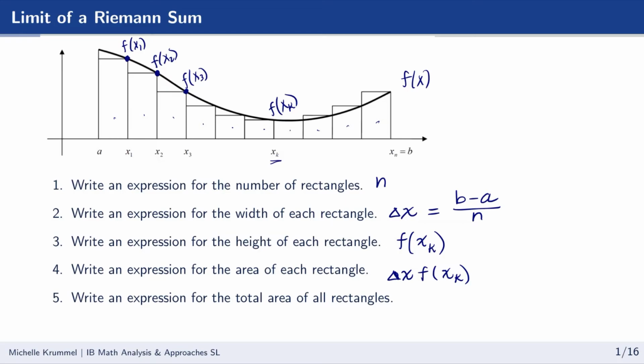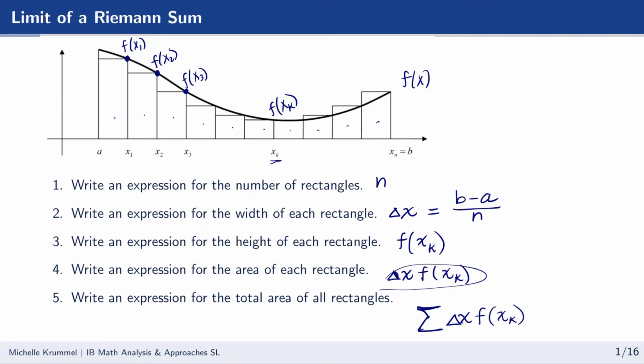An expression for the total area: now we want to add up all of these individual areas for each rectangle. To do that, in an abbreviated notation, we're going to use sigma notation. So this capital Greek letter sigma is what we use to represent a summation. We are summing the areas of the rectangles, so delta x, f of x sub k, and then we are summing for all possible values of k.